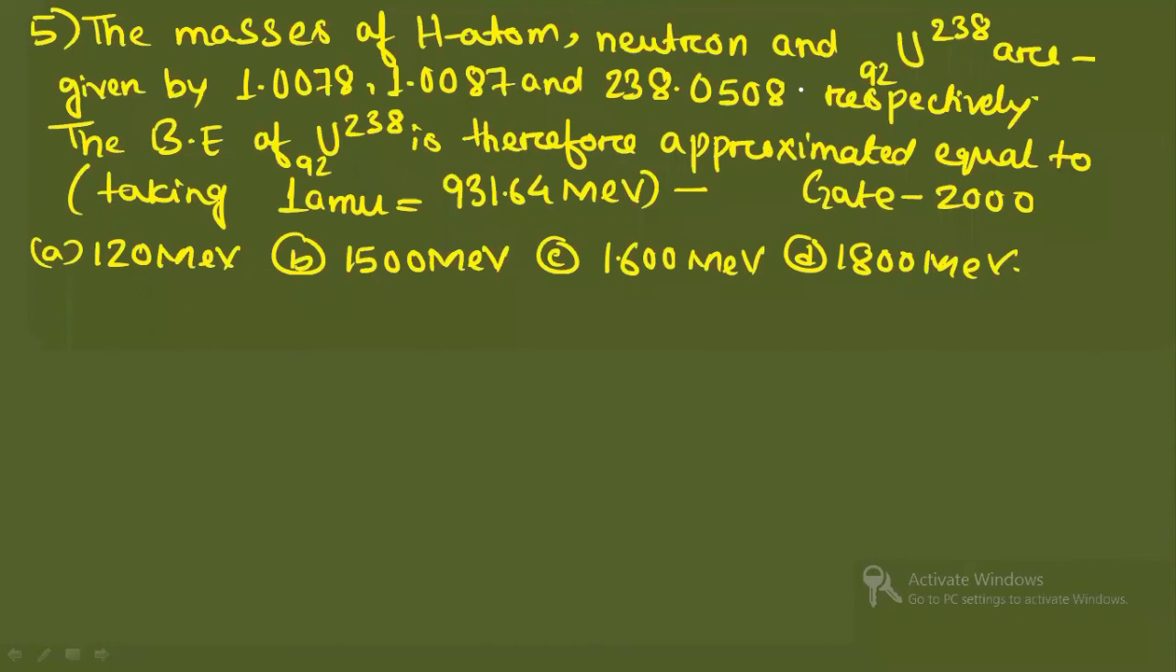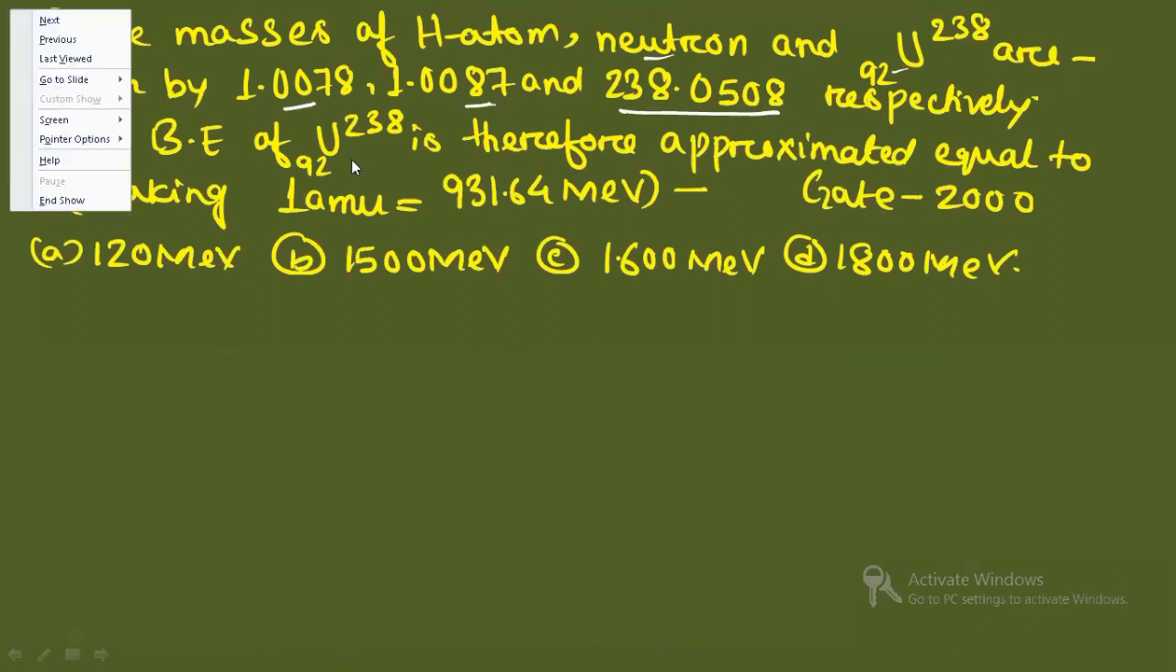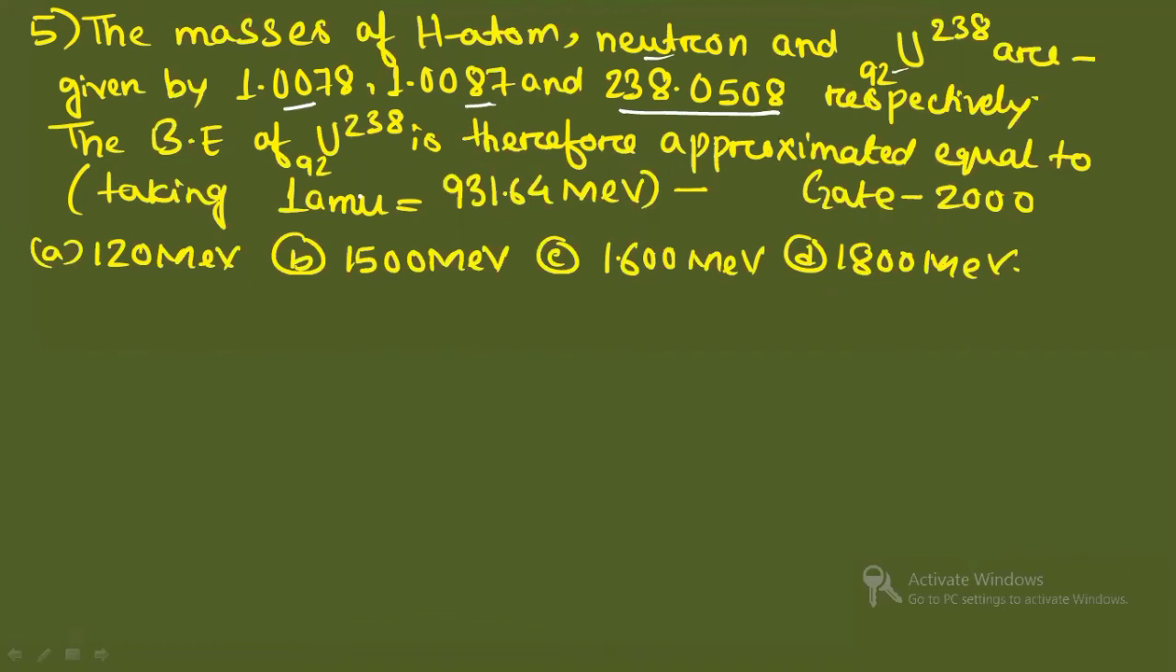So now let's see question number 5. Here it says the mass of hydrogen atom, neutron and uranium is given as 1.0078, 1.0087 and 238.0508 respectively. So what you need to calculate is the binding energy of uranium. And it is also given that one atomic mass unit equals 931.64 mega electron volt.